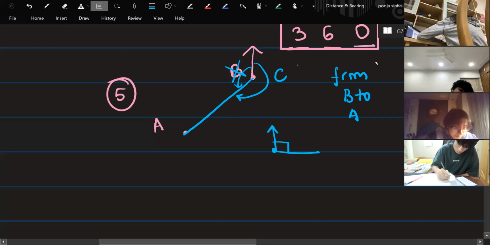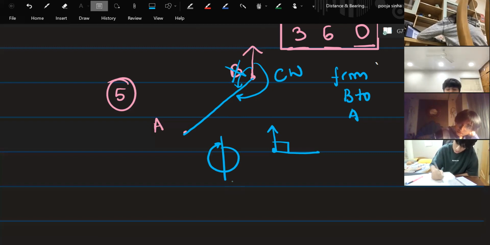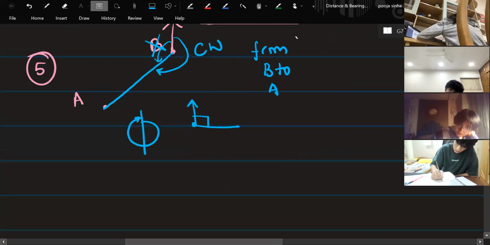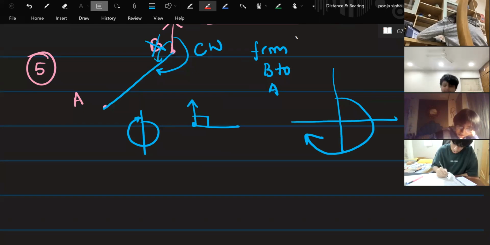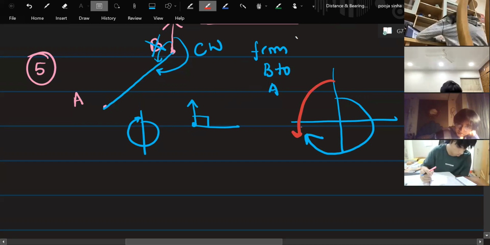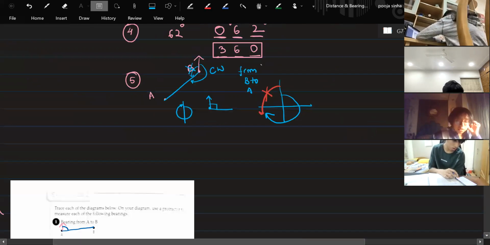Miss, first you said clockwise, then anti, then clockwise. Okay. Finally, it is clockwise. So what should I write? You can only measure in the clockwise direction, not the anti-clockwise. So you're measuring like this, in this way. You can't measure like this. Do not start measuring like this. This is wrong. Only in the clockwise direction you will measure.